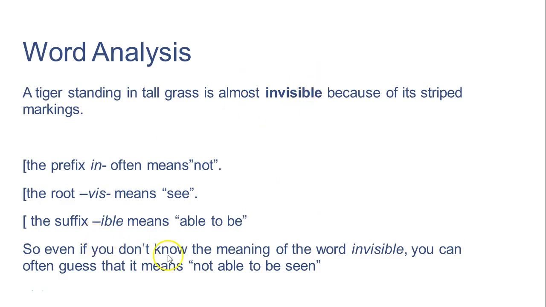Together we can tell from these parts, from these additions to the original word, that the meaning is not able to be seen. Not able to be seen. Alright? This is a more advanced way, but I think if you practice this and you learn the meanings of word roots, this will become easier for you to practice.